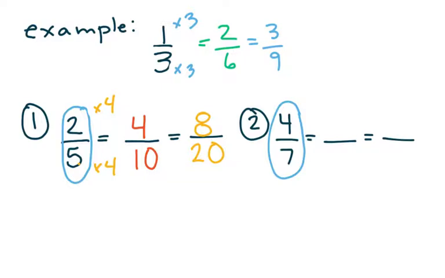Moving on to 4/7. Maybe I want to multiply by 8. As long as I multiply the numerator and denominator by the same number, I will get an equivalent fraction. 4 times 8 is 32. 7 times 8 is 56. Maybe I want to multiply by 5. Multiply the top by 5 and the bottom by 5, the numerator and the denominator. 4 times 5 is 20. 7 times 5 is 35. So 20/35 is equivalent to 4/7.